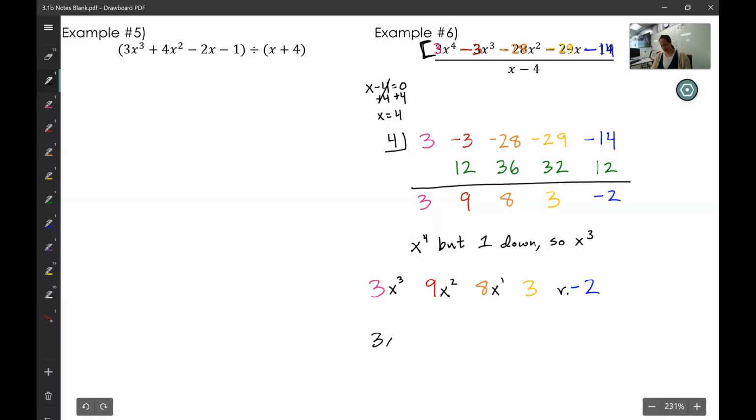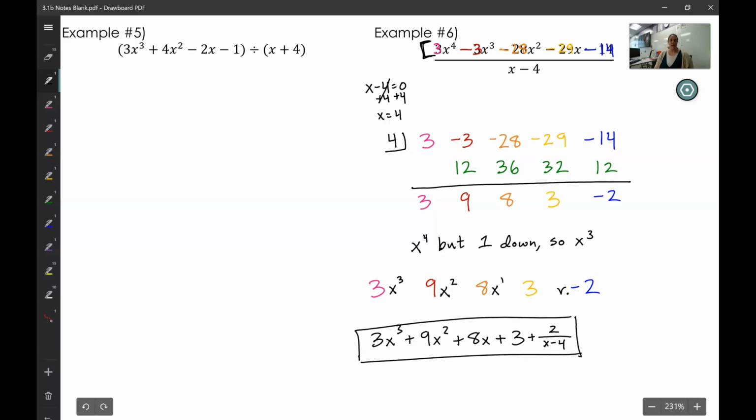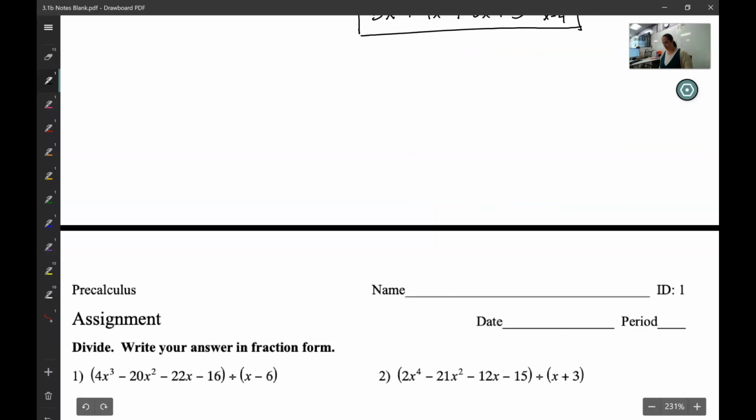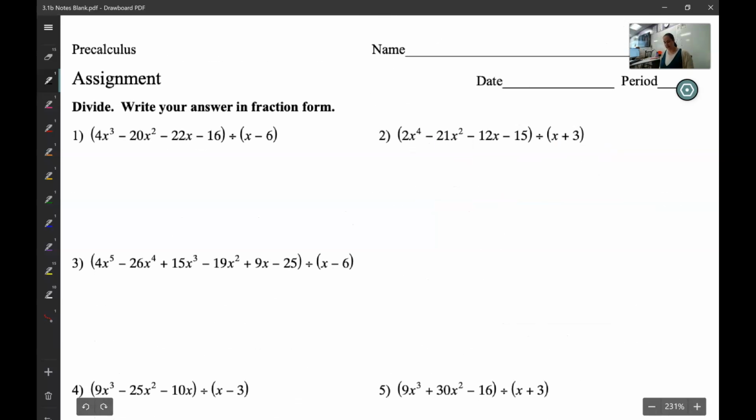So let's write this out. 3x cubed plus 9x squared plus 8x to the 1st, which is just 1, plus 3, and then I have my remainder, 2, divided by what I was dividing by, which is x minus 4. And there you go.